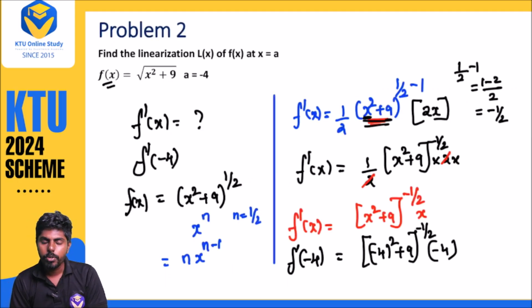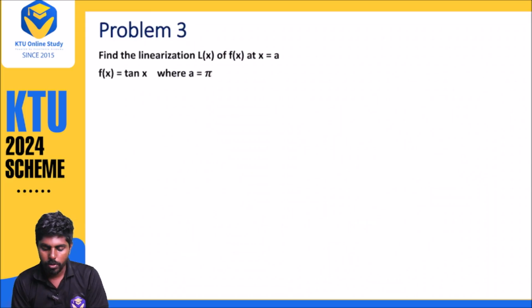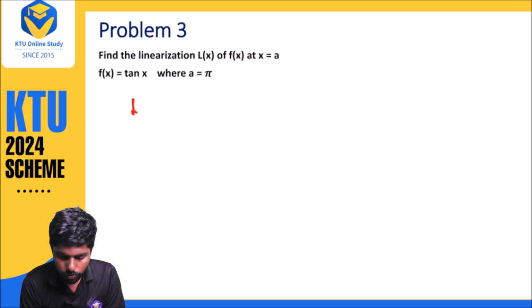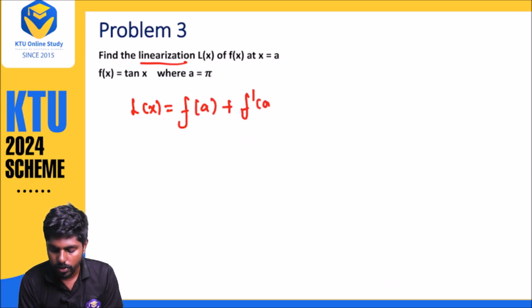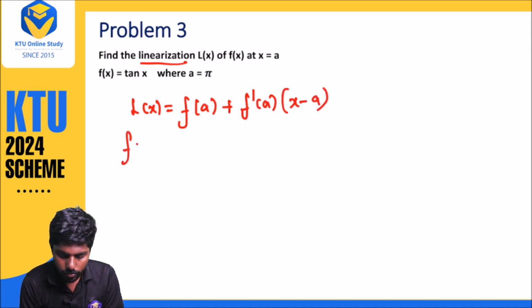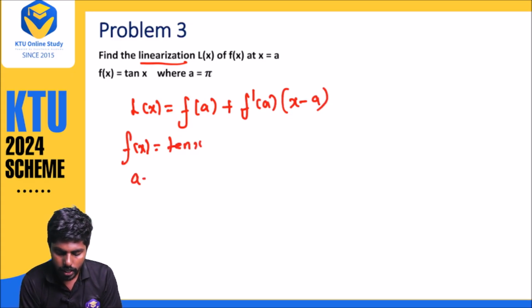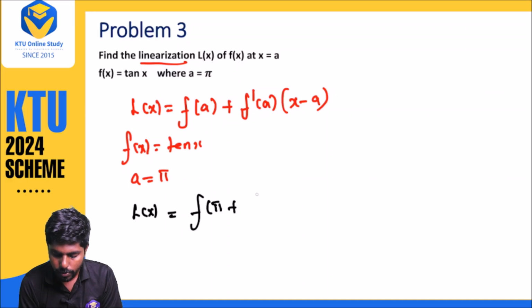That's the thing. So we will go to one more sum also. Problem number 3. If you observe, what have they given? We know this formula: they have asked linearization. Linearization L of x is f of a plus f dash of a into x minus a. So this is the formula. They have given f of x is equal to tan x, and they have asked a is equal to pi. Our formula will change to L of x is equal to f of pi plus f dash of pi into x minus pi.